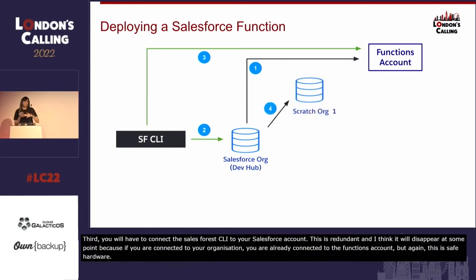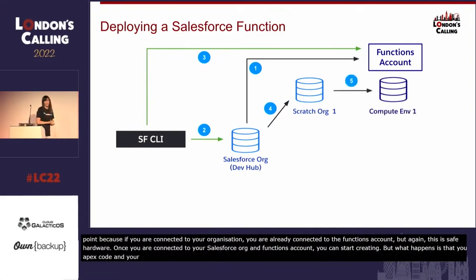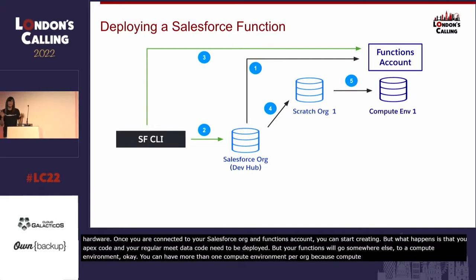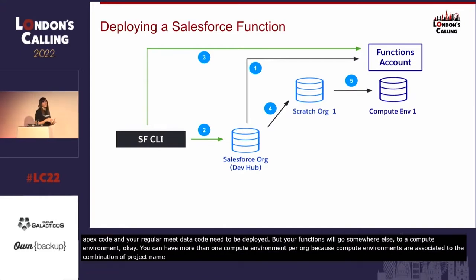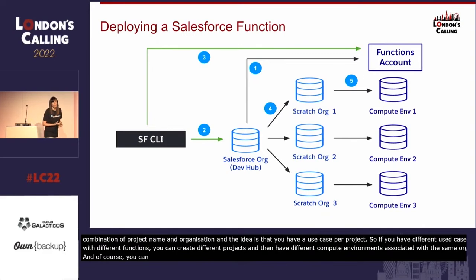And once you are connected to your Salesforce and to your functions account, you can start creating scratch orgs. But what happens? That your Apex code and your Lightning Web Components code and your regular metadata code needs to be deployed to that scratch org, but your functions go somewhere else. They go to a compute environment, okay? You can have more than one compute environment per org, because compute environments are associated to the combination of project name and organization. And the idea is that you have a use case per project. So if you have different use cases with different functions, you can create different projects and then have different compute environments associated with the same org. And of course, you can later create more scratch orgs with more compute environments. And I wanted to explain this to you because this is what we are going to do now.